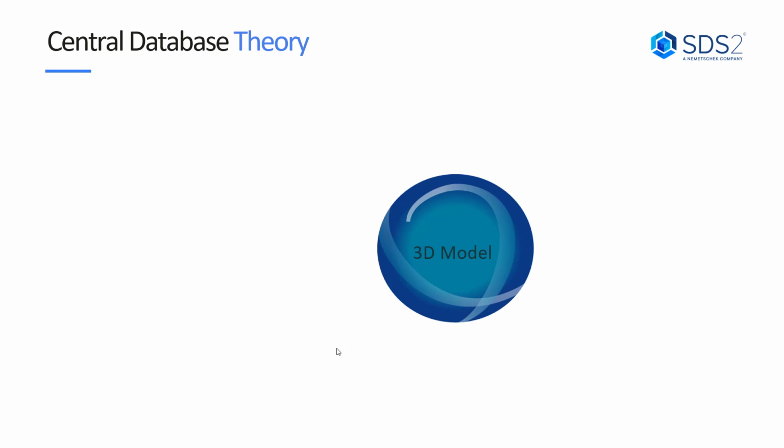So to get started, we will start with our central database theory. The central database theory is about making sure that your model is 100% accurate to what you need it to be. Having an incomplete model will lead to incomplete outputs to other fields like BIM coordination, MRP outputs, CNC, and other things.